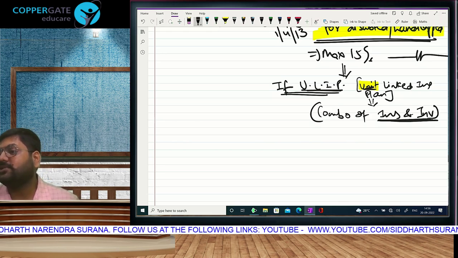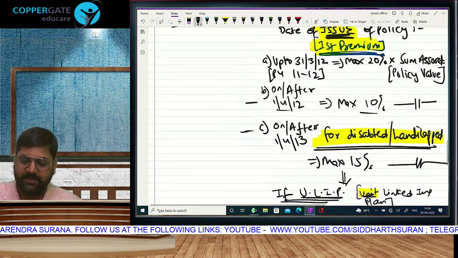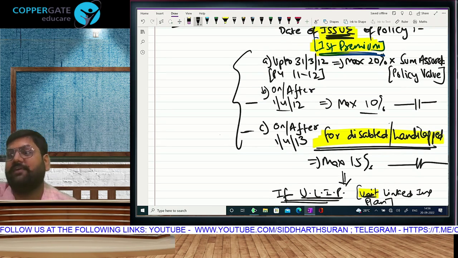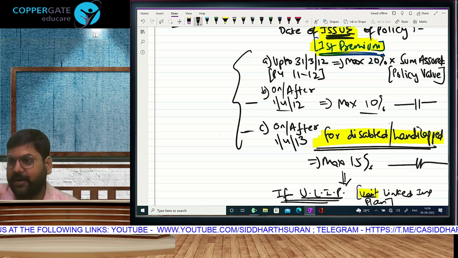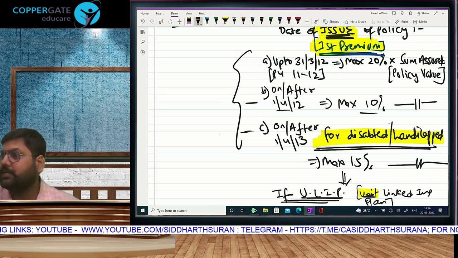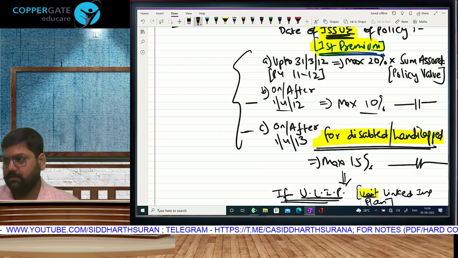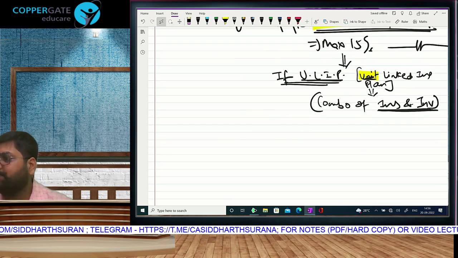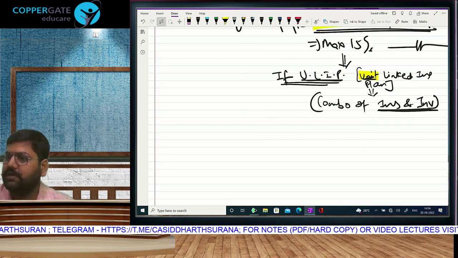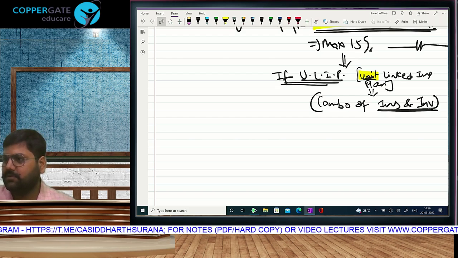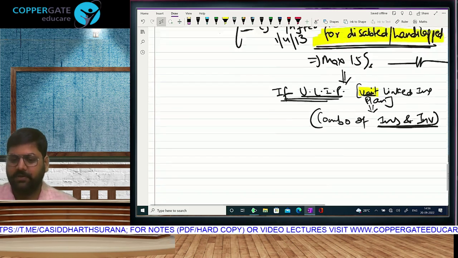So obviously if their policy matures, it will be within the limit. Whatever their pocket capacity, they will not pay more than 20, 10 or 15, whichever is applicable to them. Normal people 20 or 10, disabled people only 15. That is what is applicable to them based on when they took the policy, not on the year of maturity. Within the limit if they buy, supposing I buy a policy by paying 10 lakh of premium. The policy value is 20 crore rupees. That means my 10 lakh is what? 0.5% of the policy value. Is it within the limit?